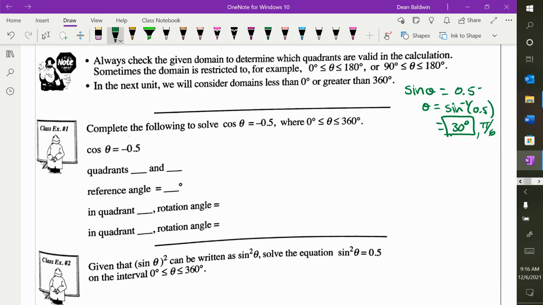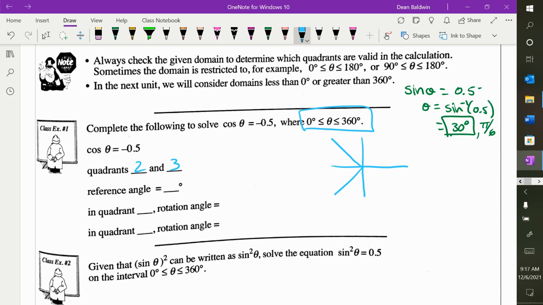Here we go. Cos theta equals -0.5, where theta is between 0 and 360 degrees. This is your domain restriction. It tells you what domain you're in. We are only doing between 0 and 360, so one rotation, okay? Every question is the same. So you draw a little grid. Cosine is negative. The negative tells you the quadrants you're in. Where is cosine negative? 2 and 3. Add sugar to coffee. So 2 and 3. Cosine is negative.